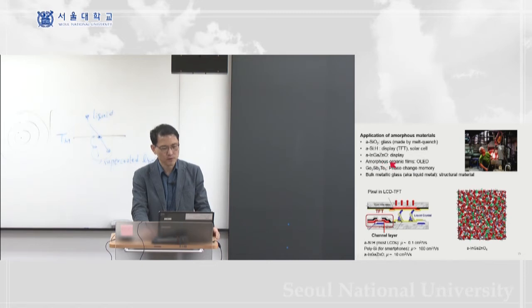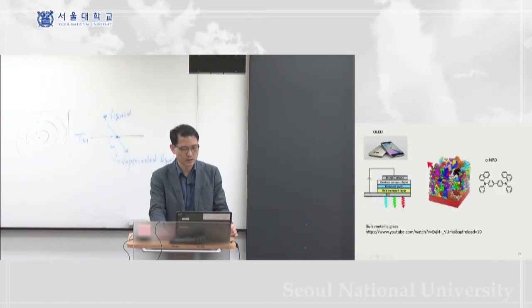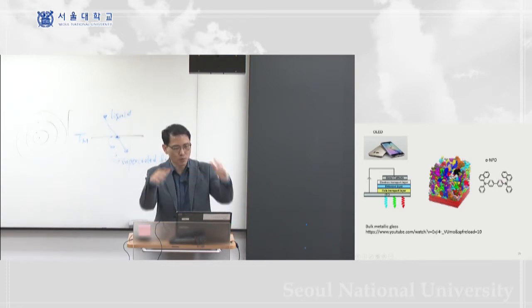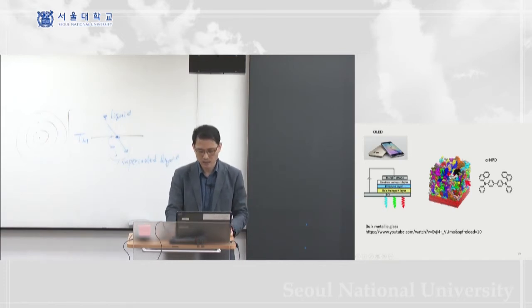And also, of course, the Galaxy or the recent iPhone 10 uses this OLED display, which is made of amorphous organic films. Like you see here, this is a layer of amorphous organic molecules stacked in a random way, and you have electron-hole transport across this amorphous layer.